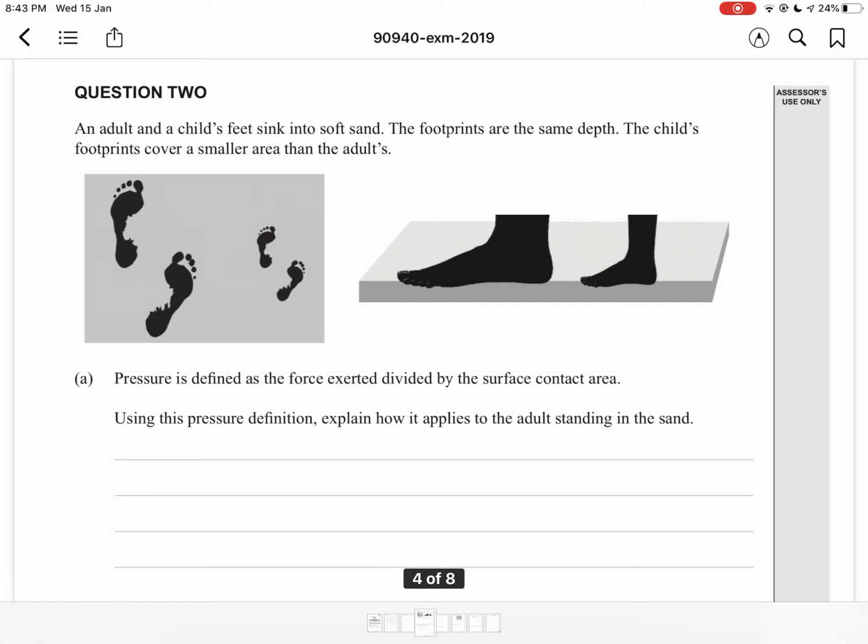All right, question 2. Okay, so an adult and a child's feet sink into soft sand. The footprints are the same depth. The child's footprints cover a smaller area than the adult's.